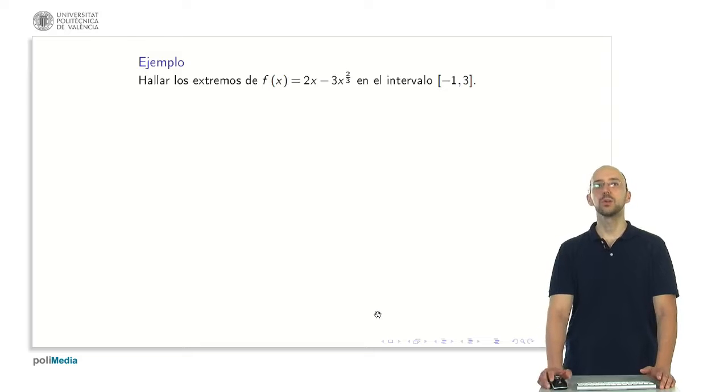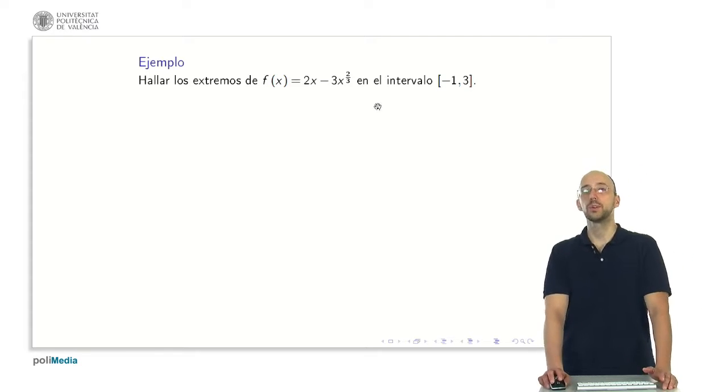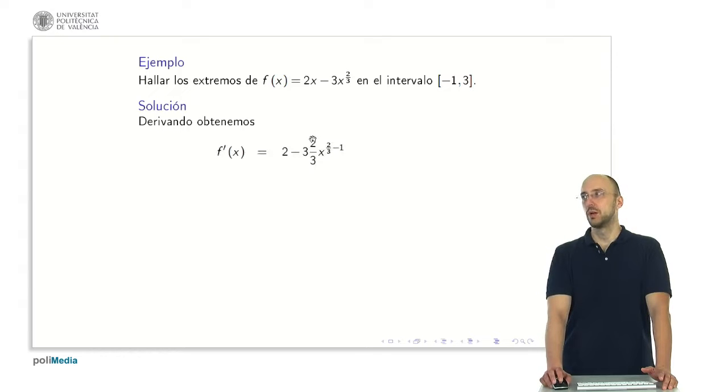Let's look at another example that's a bit more complex. In this case, we're examining the function 2x minus 3 times the cube root of x on the interval from minus 1 to 3. Why is it a bit more complex? Because of the fractional exponent. How do we approach this process? Exactly the same way. The first step is to differentiate the function. How do you differentiate this?